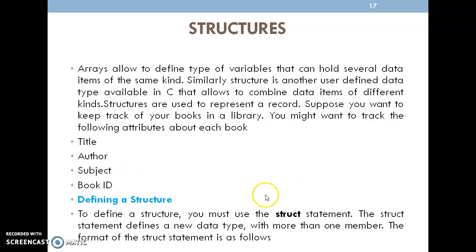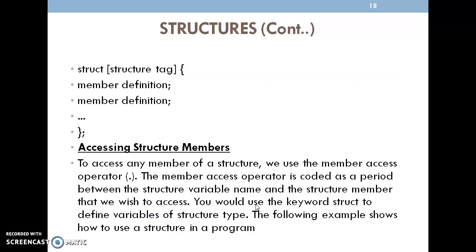So here struct will be a keyword, then the structure tag. If I am referring to the book details, then I specify books here. Then inside that, different fields of that record will be mentioned.